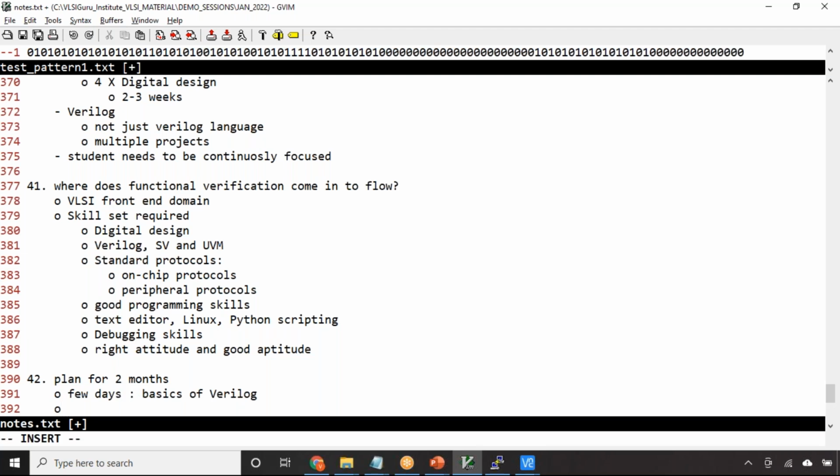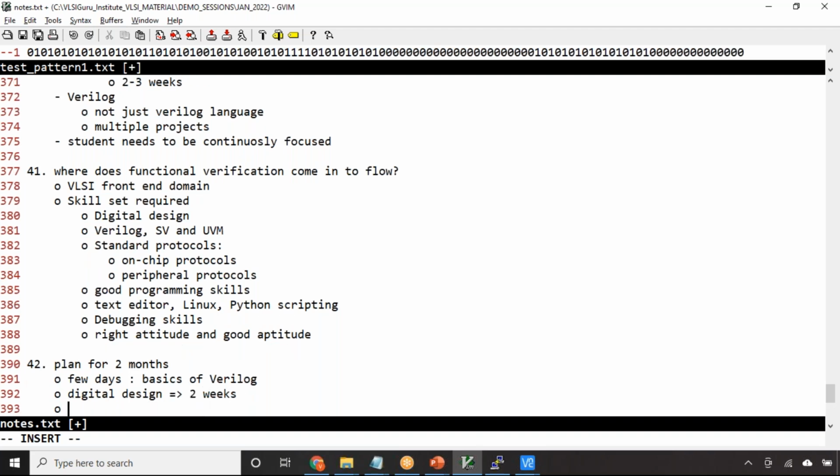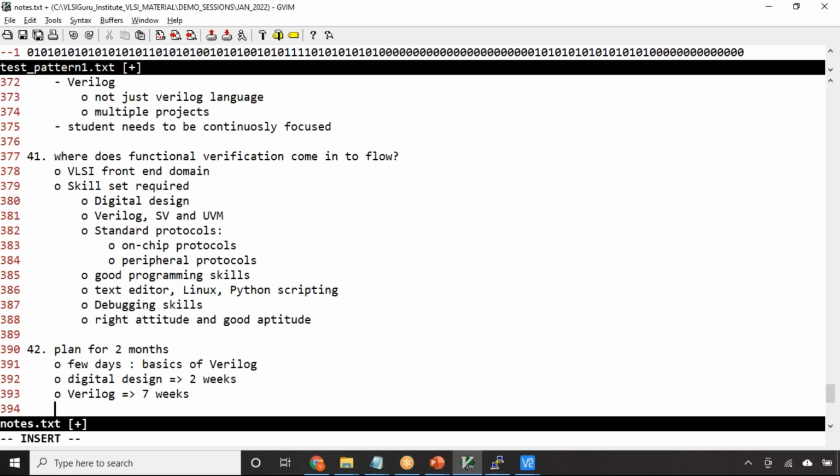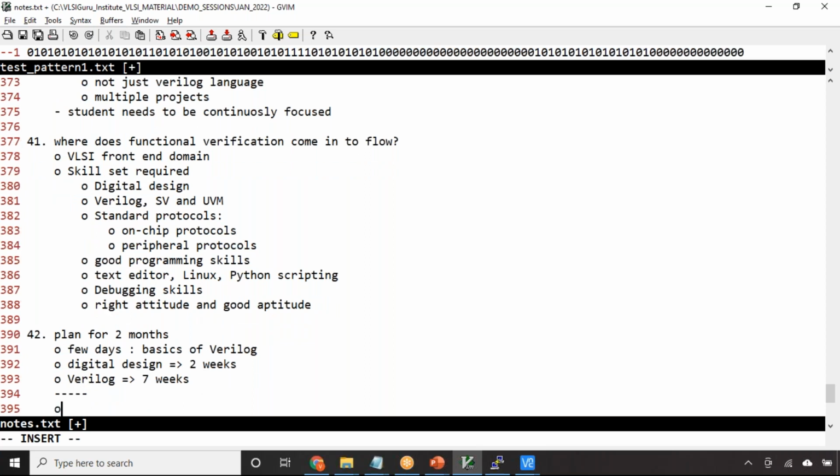Once we are done with that, we will start off with digital design advanced aspects, from basics to advanced. It will go for around 2 weeks. Then once it is done, again we start off with Verilog, that will go for 7 weeks. That is how it totally becomes a 9 weeks course. Once we are done with that, we will start off with SystemVerilog. I think I have given you the rest of the schedule, right? So we'll talk more about other schedules as we go forward.